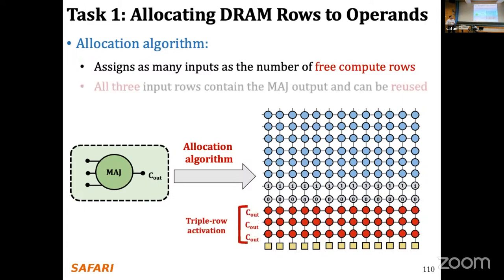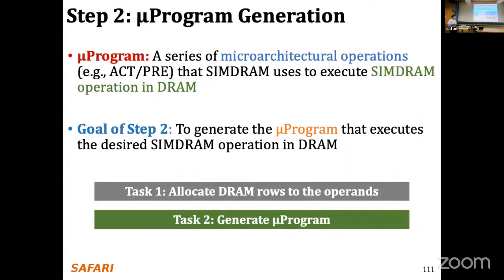And we are going to use the property that since all three rows are going to have the same output at the end of the computation, we can reuse the results for the next computation that's going to be performed. So if you need to use the carry out, for example, we have three options of carry out for the next sequence of triple activations that you need to do. This is a really simplified version of the algorithm. There are other steps, but it's more or less this.